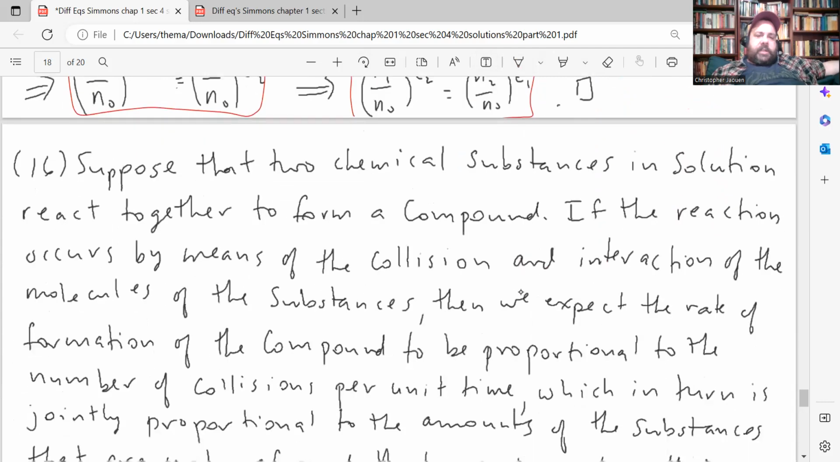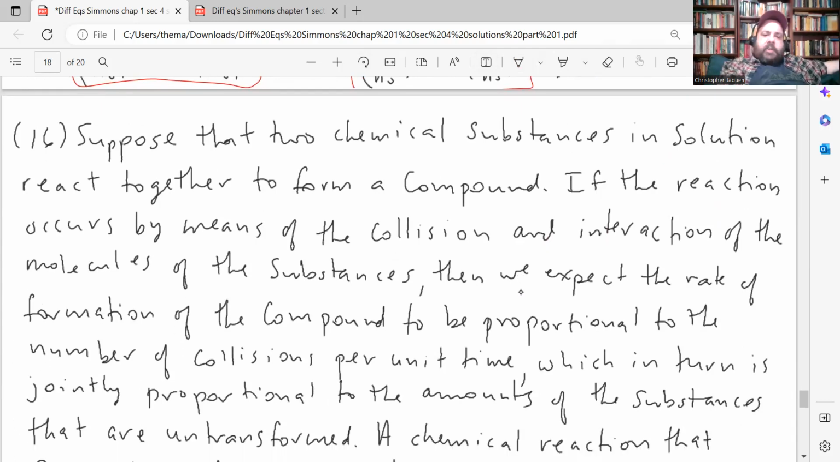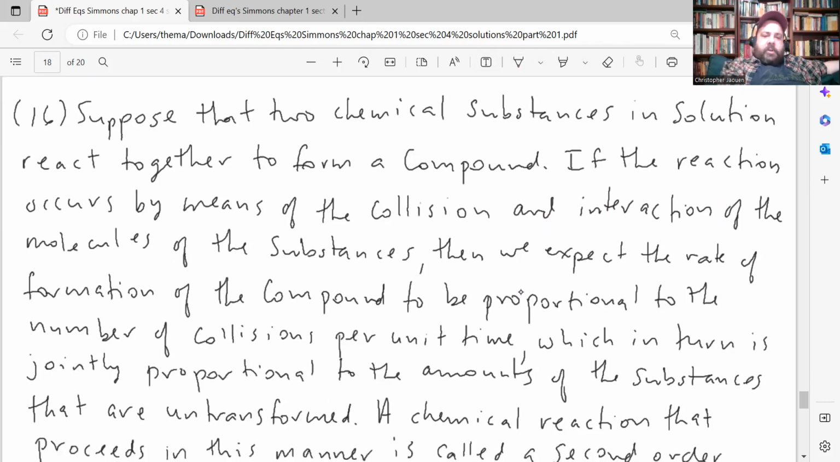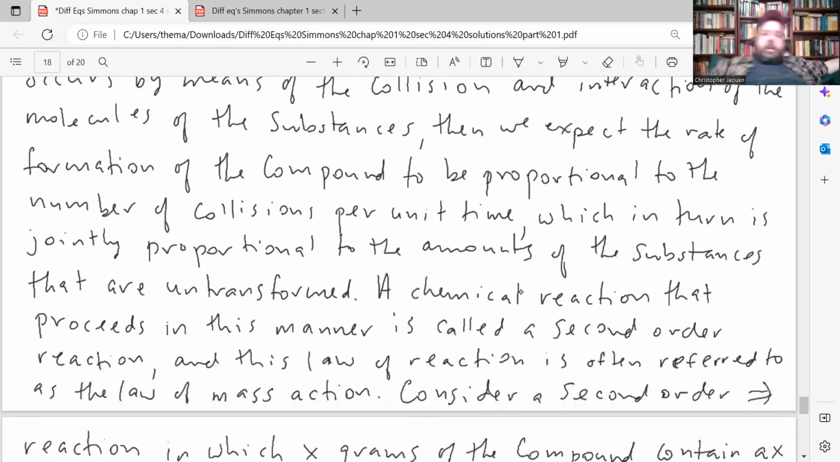All right, question 16. Suppose two chemical substances in solution react together to form a compound. If the reaction occurs by means of the collision and interaction of the molecules of the substances, then we expect the rate of formation of the compound to be proportional to the number of collisions per unit time, which in turn is jointly proportional to the amounts of substances that are untransformed. A chemical reaction that proceeds in this manner is called a second order reaction, and this law of reaction is often referred to as the law of mass action.